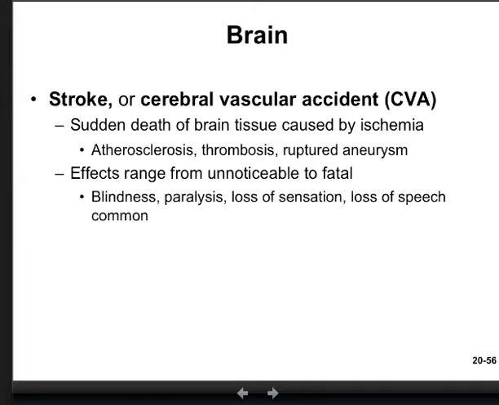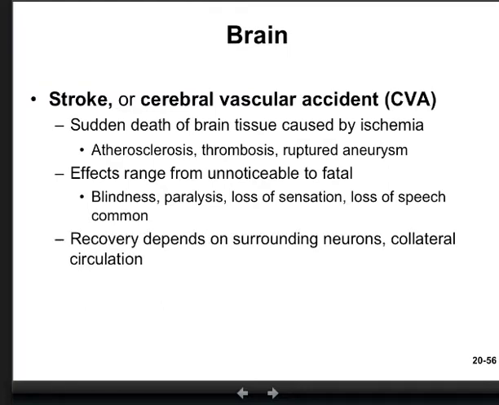Some outcomes: blindness, paralysis, loss of sensation, and loss of speech are common. Recovery depends on the surrounding neurons and the collateral circulation. Very often, if it's death of brain tissue, in some cases, individuals can relearn the skills that were lost as a result of a stroke, but that isn't because the brain tissue regrows.